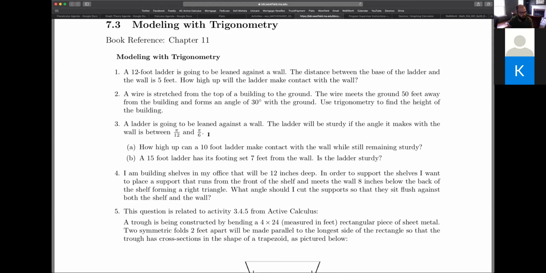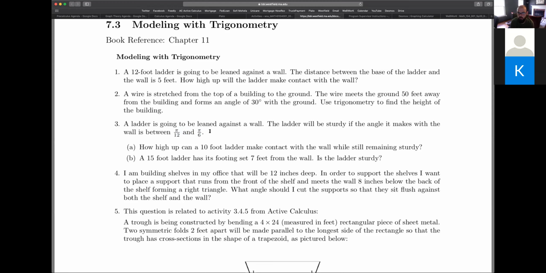A way to think about that, let's see if I can do this, you have a ladder leaning against a wall. If it's too vertical, then the ladder might tip back, and if it's too horizontal, the ladder will fall down this way. So we want to get that right measurement there. So we're saying somewhere between 15 and 30 degrees, or somewhere between pi over 12 and pi over 6 radians, that will make it sturdy.